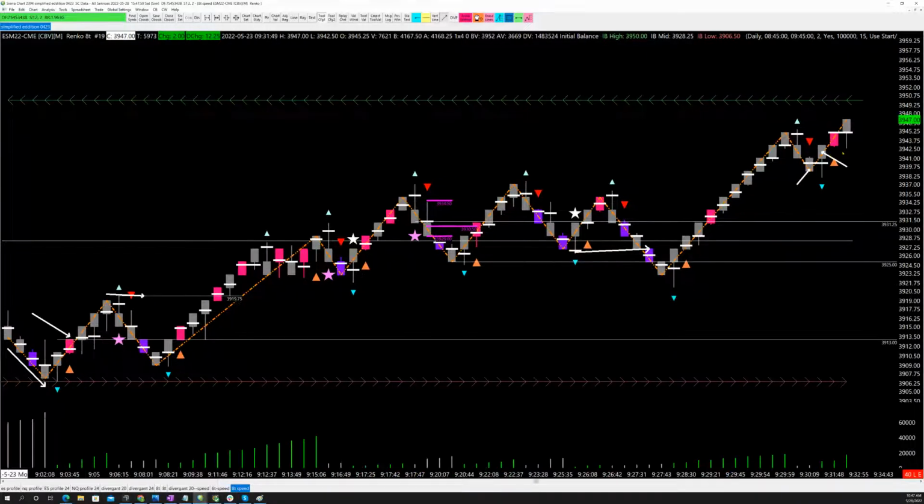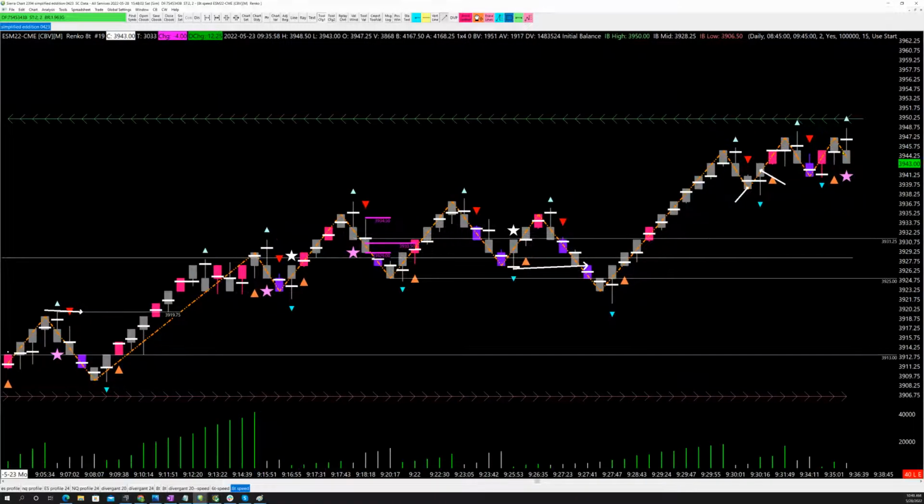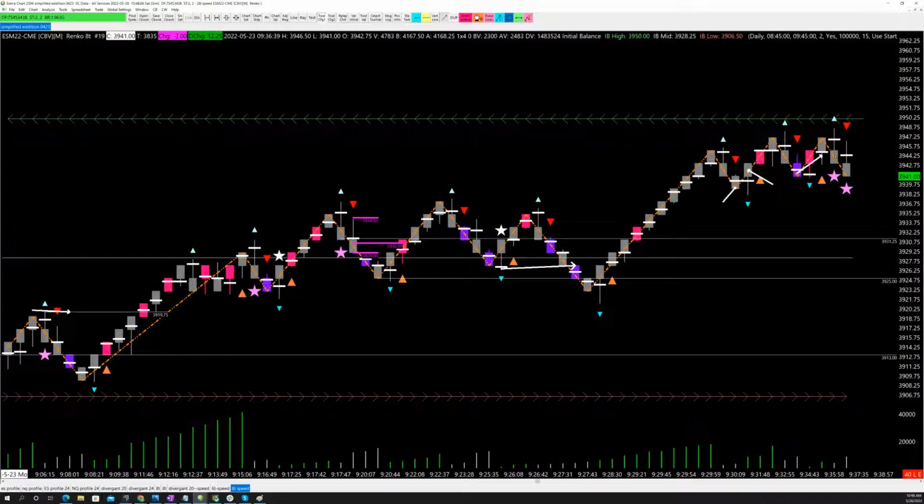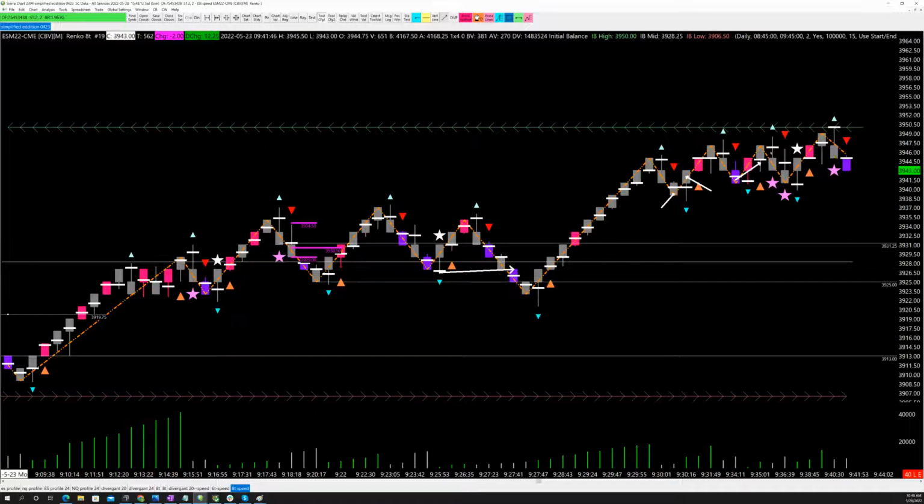My bias is long, 5-point stop, 6-point stop. Let's see if we get anywhere. Scaled and paid. And not only that, but I might have come back in right over here, right? Again, I don't know if I'm bumping into resistance or not, but you can see again, more than enough room.